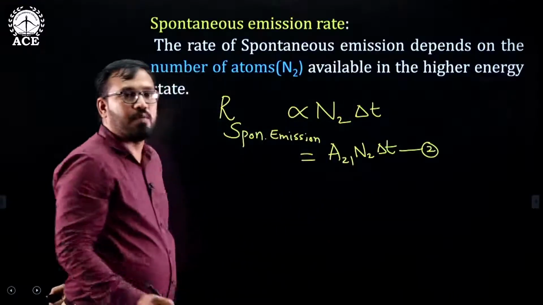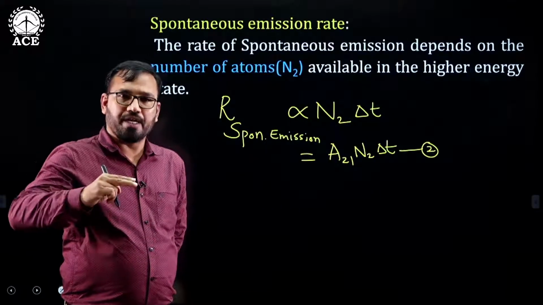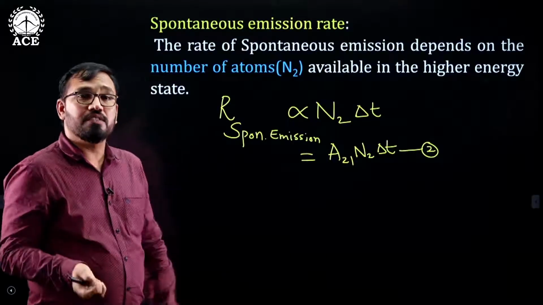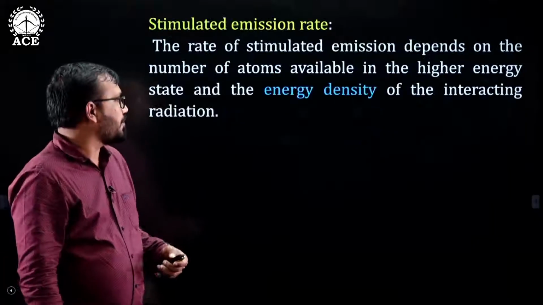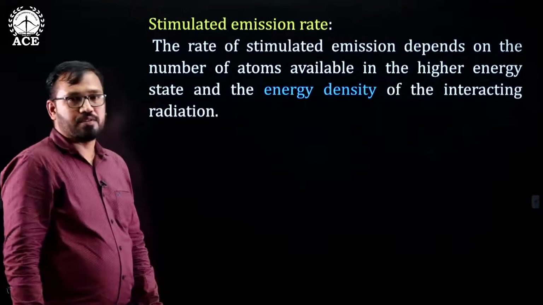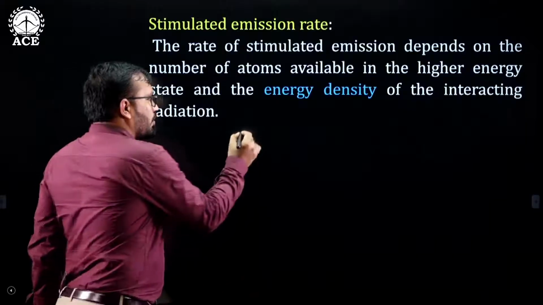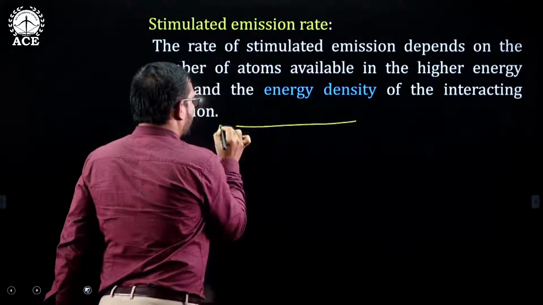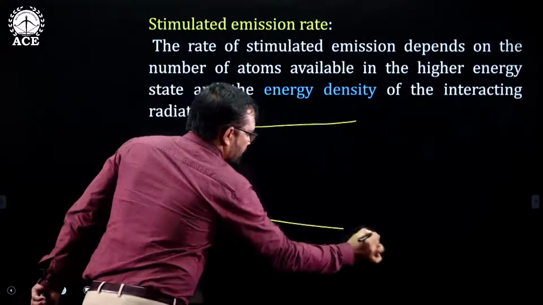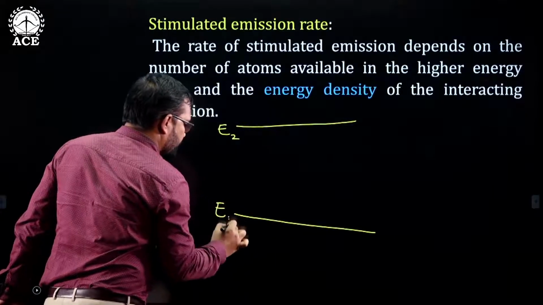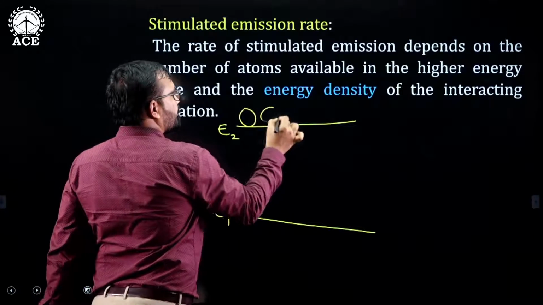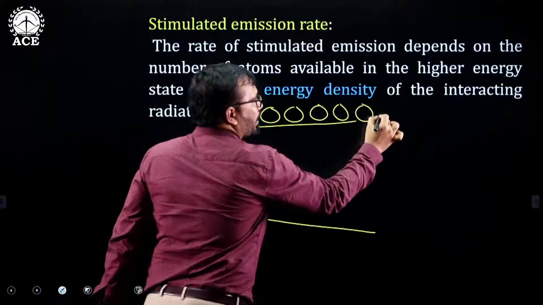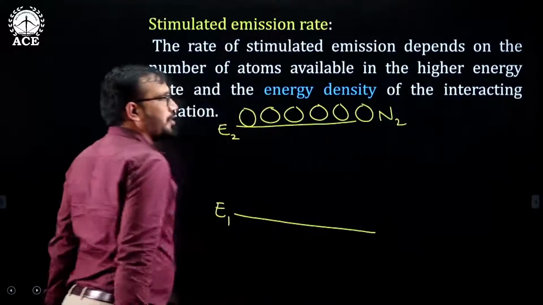Now we completed two things. One is the stimulated absorption rate. The second one is the spontaneous emission rate. Next, the third one is the stimulated emission rate. Stimulated emission, as I told you earlier. So for example, we have two energy levels. What is this? E2. Next, this is E1. Now atoms are present here, in the excited level. So the number of atoms present in the excited level is N2.